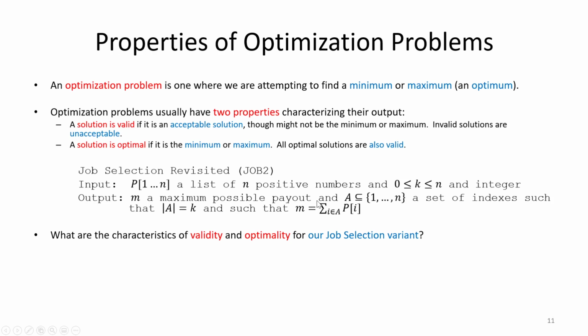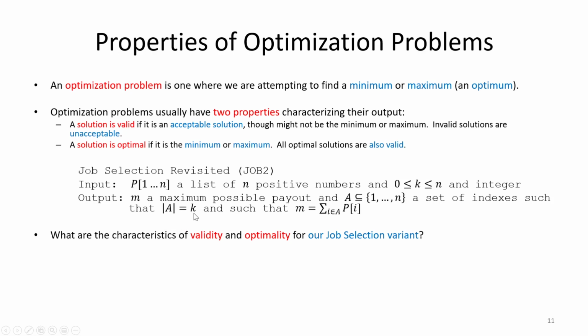This whole business here where we've got A, a subset of 1 to n, is a set of indices such that that set is of size k. What that's basically saying is for a solution to be valid, you have to pick jobs from the jobs that are provided. Only pick jobs from the ones that are provided. And then, this is the other important thing, there better be k jobs. If our algorithm returns k plus 1 jobs, that's invalid. That's not even an acceptable solution.